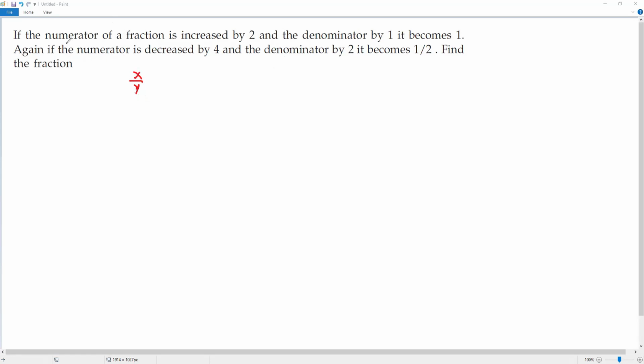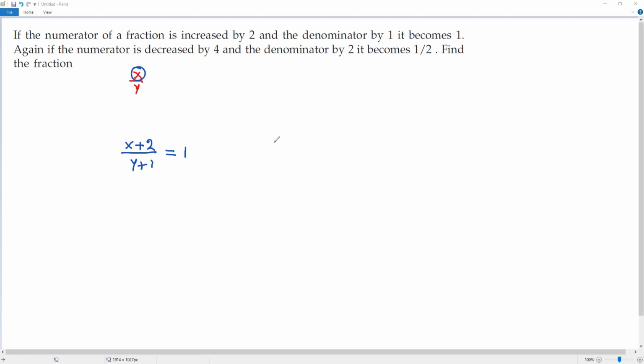Okay, now let me consider the first piece of information. That is, if the numerator is increased by 2 and the denominator by 1, it becomes 1. Let me increase the numerator x by 2 and the denominator y by 1. Then the value of the fraction becomes 1 according to the first piece of information. Now let me consider the second piece of information. That is, if the numerator is decreased by 4 and the denominator by 2, it becomes 1/2.